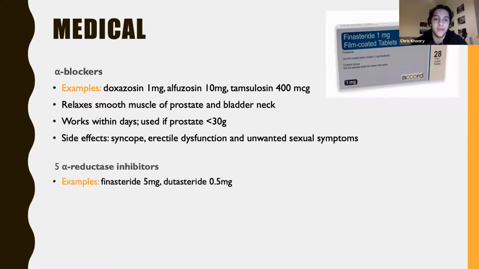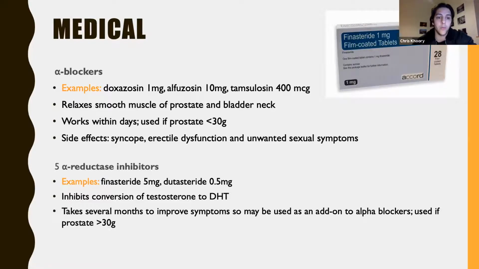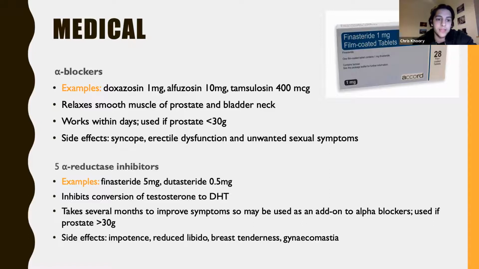Examples of these are finasteride and dutasteride. Finasteride is the more common of the two. The way these work is it inhibits the conversion of testosterone to dihydrotestosterone, which is the active form. And the pathophysiological process of BPH is testosterone dependent. So if you're blocking the DHT, then it will slow down growth. It does take quite a while to improve symptoms because the aim of this management is to reduce the size of the prostate, and this can take several months, and it can be used as an add-on to alpha blockers. And some side effects, again, include impotence, reduced libido, breast tenderness, and gynecomastia.